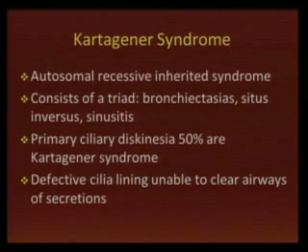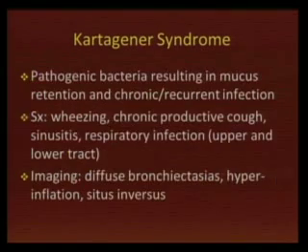50% of the patients with primary ciliary dyskinesias have Kartagener syndrome, which is associated with a triad: bronchiectasis, situs inversus, and sinusitis. So if we see a patient with bronchiectasis and there is a dextrocardia, you can suppose that probably there is a Kartagener syndrome. On imaging, you can see diffuse bronchiectasis, hyperinflation because of the bronchiectasis, prominent hilar region because of the dilatation of the pulmonary arteries, and the situs inversus.